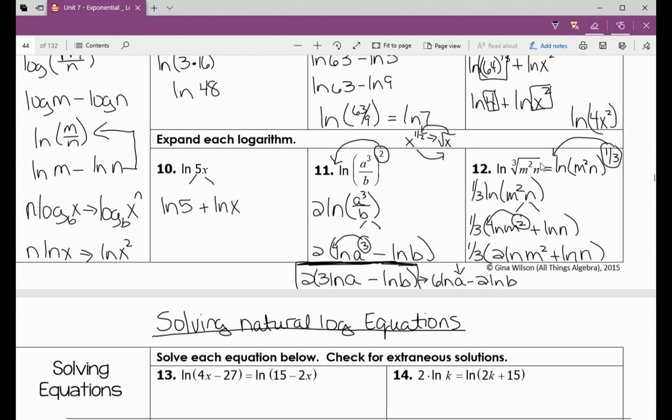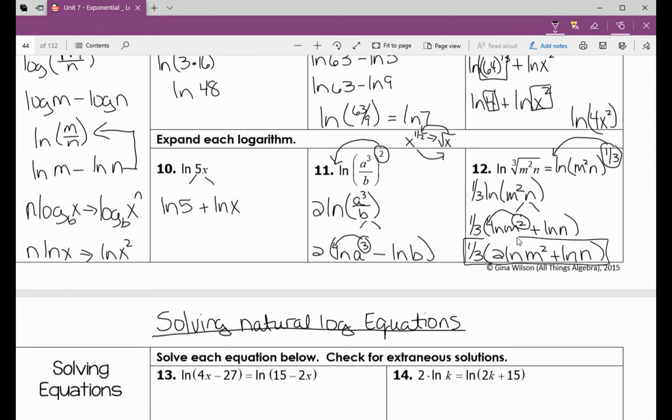Now, I would be okay with the 1/3 being on the outside. So I would be okay with you leaving your answer this way. If you type your answer in this way and MathExcel does not want it, go ahead and distribute the 1/3.